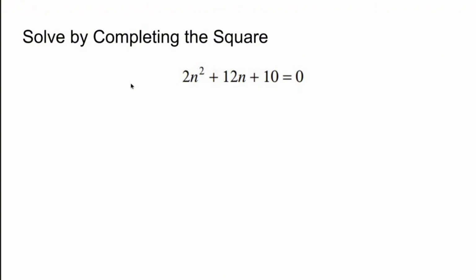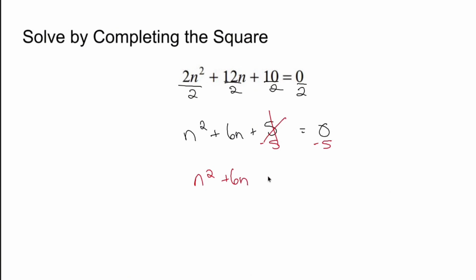The first thing you want to do when solving by completing the square is make sure there's nothing in front of n squared. And since there is, we have to divide everything by 2. So you become n squared, you become 6n, you become 5, and you still stay at 0. The second thing we need to do is get rid of the constant on the left. So subtract 5 and subtract 5. Now we have n squared plus 6n equals -5.